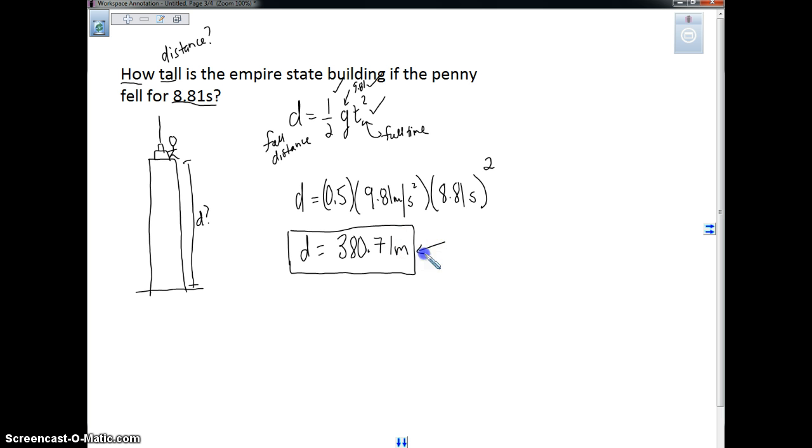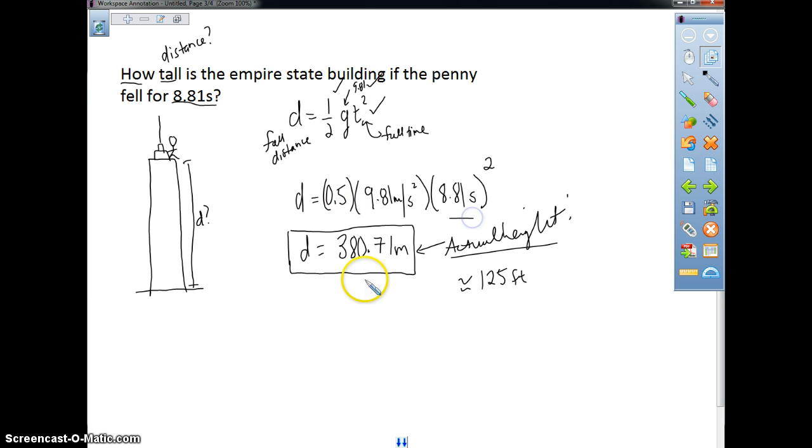And this is the actual height. Sorry, my cursive is beautiful. That's the actual height. Which happens to be like 125 feet tall, just to give you an idea. Oh, I'm sorry, opposite. There are 3 feet in a meter, so you multiply by 3. Anyway, regardless, ignore that. The whole idea is this is how you solve for the distance right here.